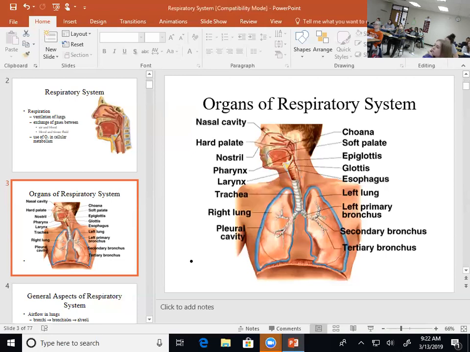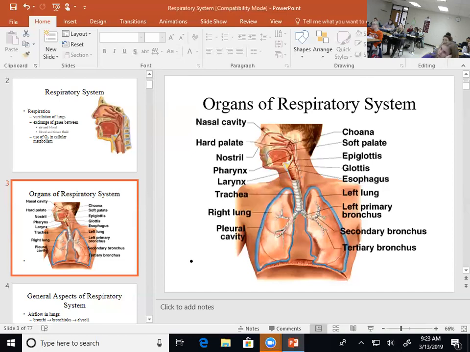The reason it stays open is that there are these cartilage C-rings. Do y'all see how they look like little bands there? Because we're just looking at it from an anterior view. But if we were to look at it from the back view, we would see that these are C-rings, cartilage rings.